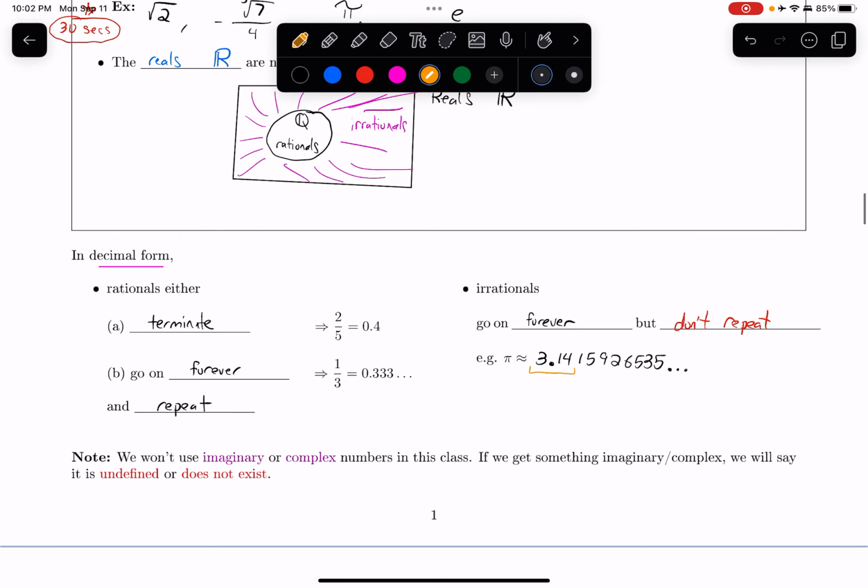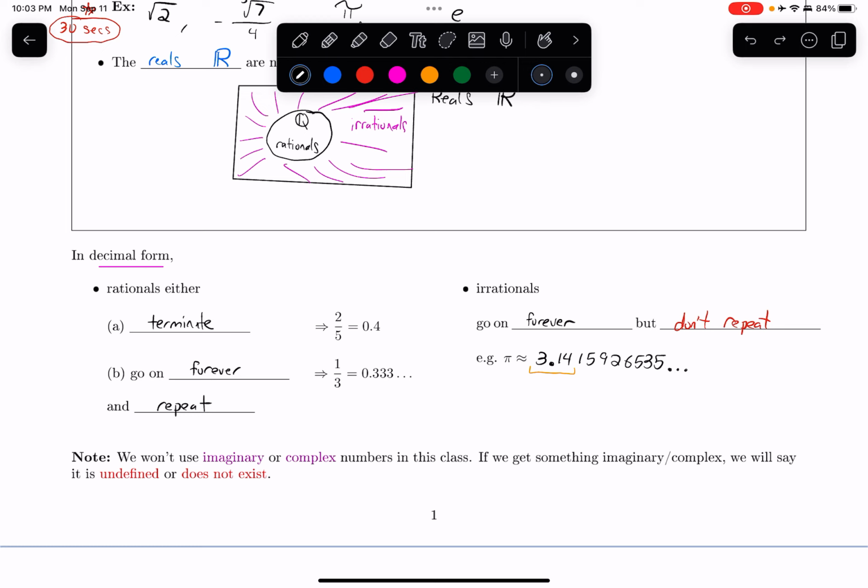Okay. All right. So you might also remember stuff from before, called imaginary numbers or complex numbers. In our class, we are not going to use either of those. If we do get something that would be imaginary or complex, so those are things like with i, when you get square roots of negative numbers, we're going to say things like that are undefined, or we can say that they do not exist. Okay, so in our class, we're not going to be using imaginary or complex numbers at all.